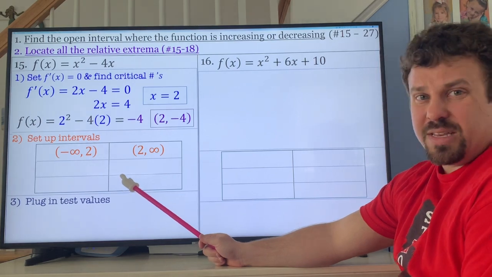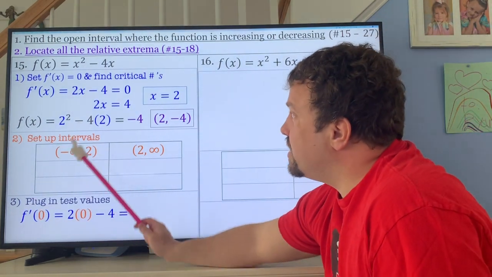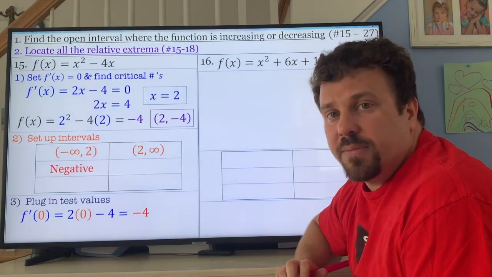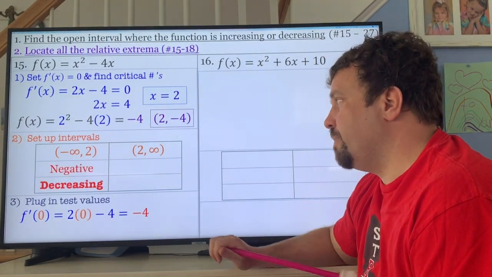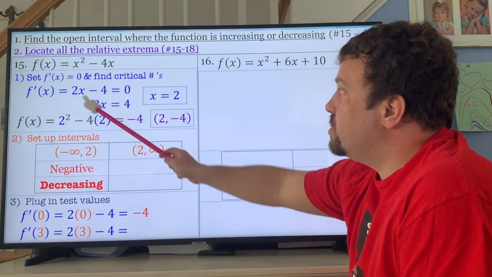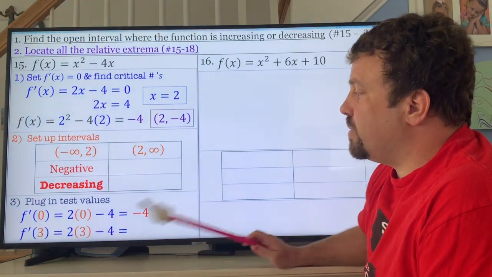Pick a test number. Hopefully you picked a number. I picked an easy number like 0. When I plug 0 into my derivative, 0 minus 4 is -4. Negative numbers mean my graph is decreasing. Then you pick a number between here. I picked 3. I don't know what you picked. 2 times 3 minus 4, 6 minus 4 is 2.